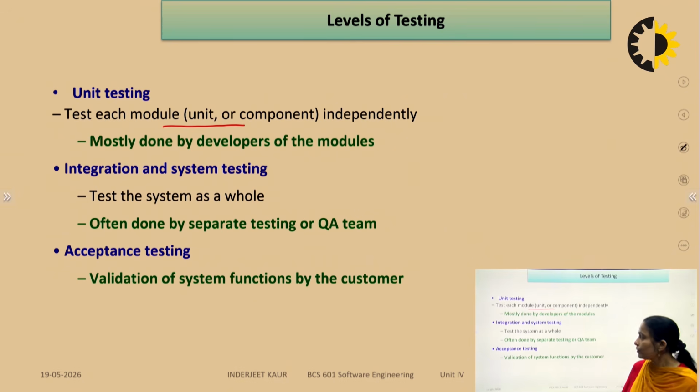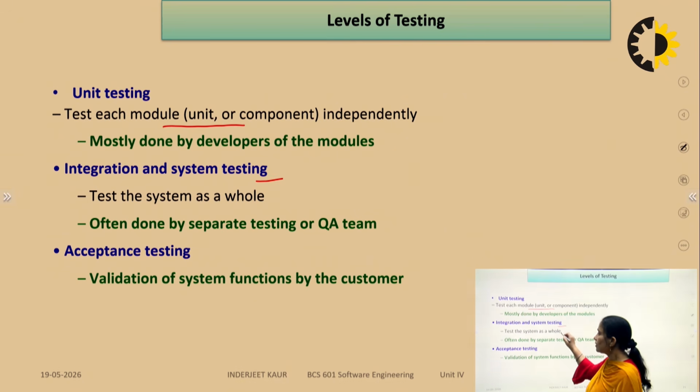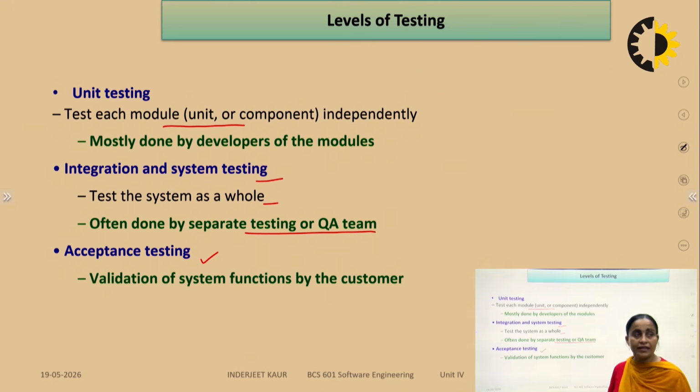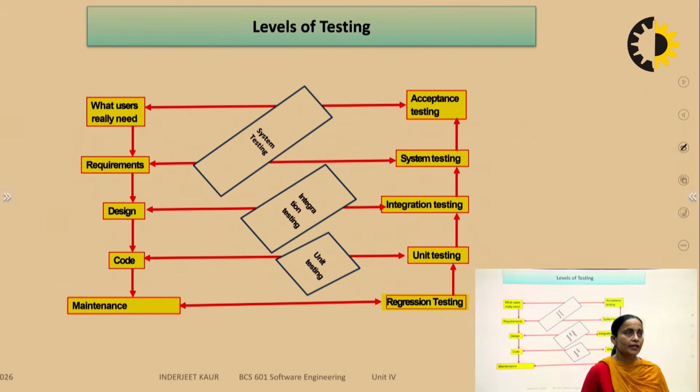Moving on to integration and system testing, it tests the system as a whole, and it is often done by a separate testing or QA team. Then acceptance testing is validation of the system functions by the customer. The customers will accept that product, checking whether it is rightly made and working against our specification or not. So the levels of testing are defined here.